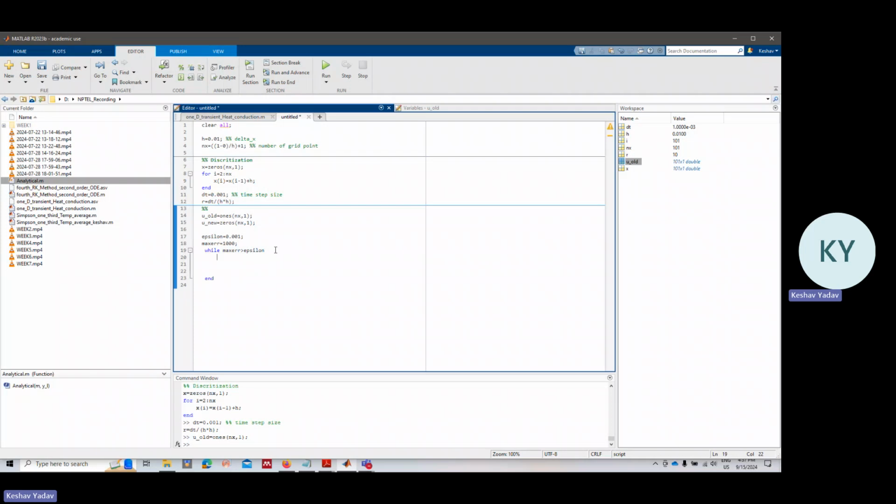Now what we need to do? First, we need to define these variables a, b, c, d. So what will be the value of a? Initially a is zeros of, suppose I am saying, zeros of nx comma 1. Okay. This is my a. Similarly, this is my b, this is my c, this is my d. Okay.